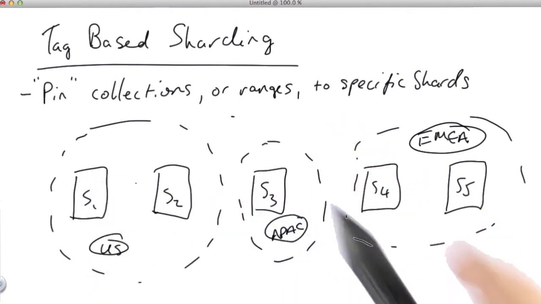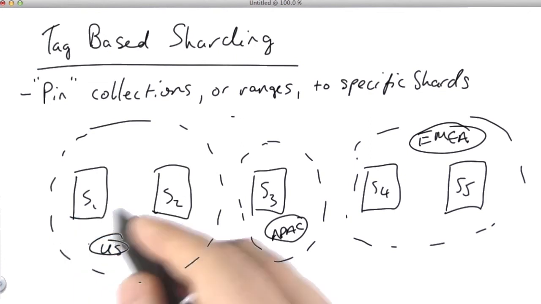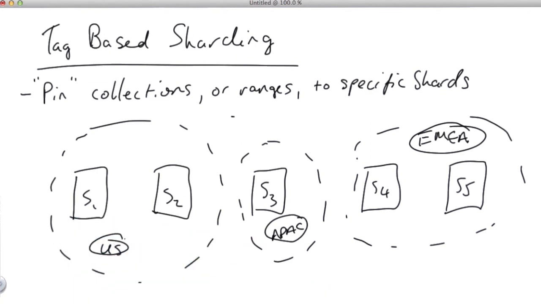And don't forget, each one of these shards is a replica set, so there's redundancy built in inside the shards themselves. And you may have far more regions than this. In other words, the US might be split into US East, US West. Potentially, maybe even for APAC, you'd add in another one for Australia.